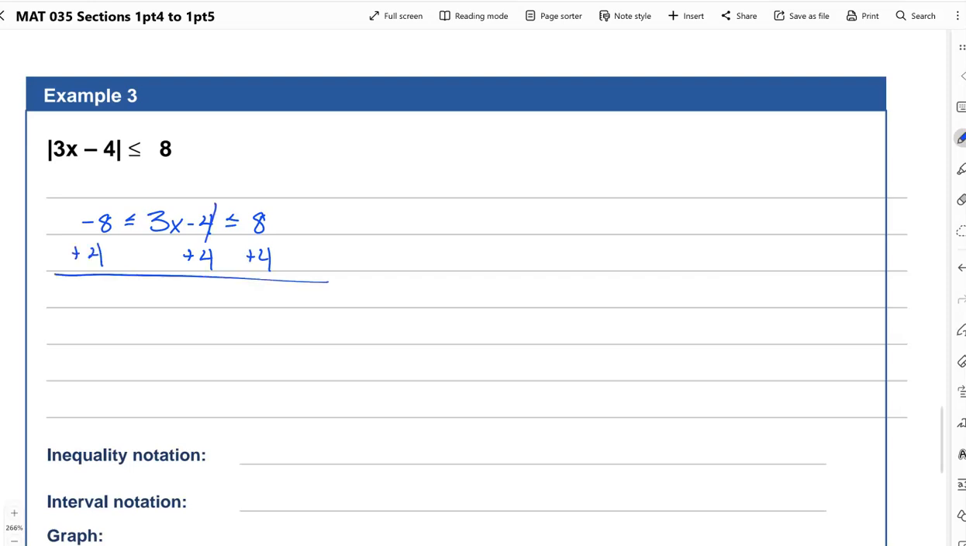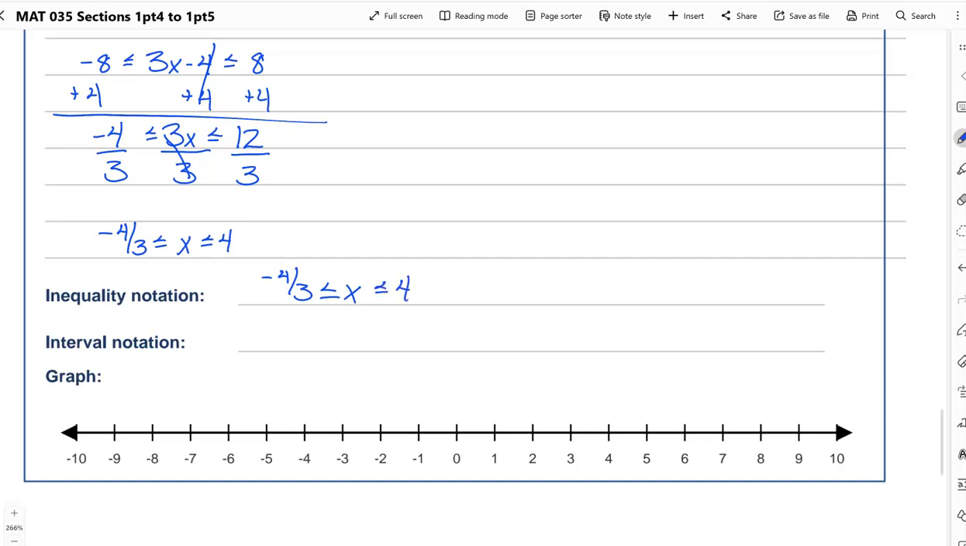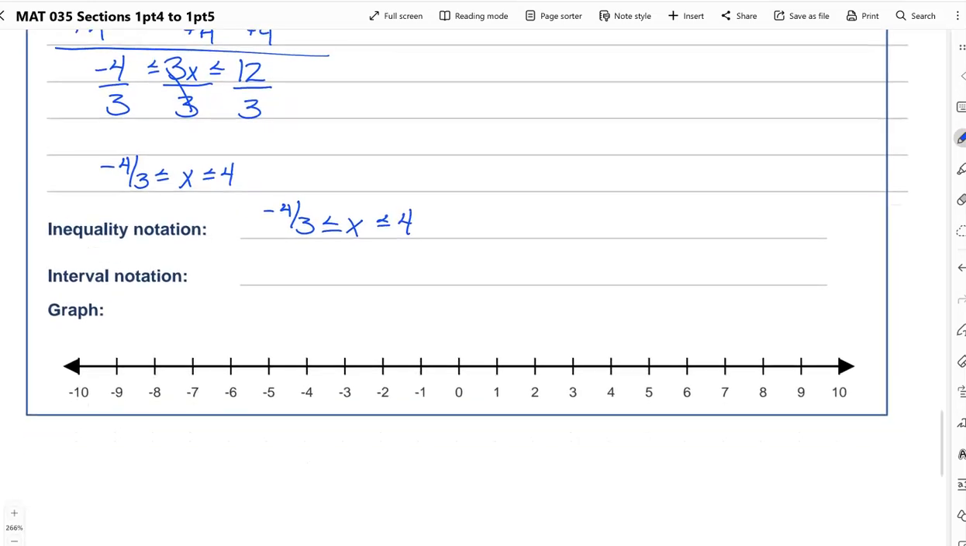So to the middle, 0 is out. We're left with 3x in the middle. On the left, we're going to be left with a negative 4. On the right, we're going to have a 12. And then we're going to divide everything by 3. So I'm going to get negative 4 thirds is less than or equal to x, which is less than or equal to 4. So that's my inequality notation. So negative 4 thirds is negative 1 and a third. So I have a solid dot there and a solid dot at 4, and we are shading between.